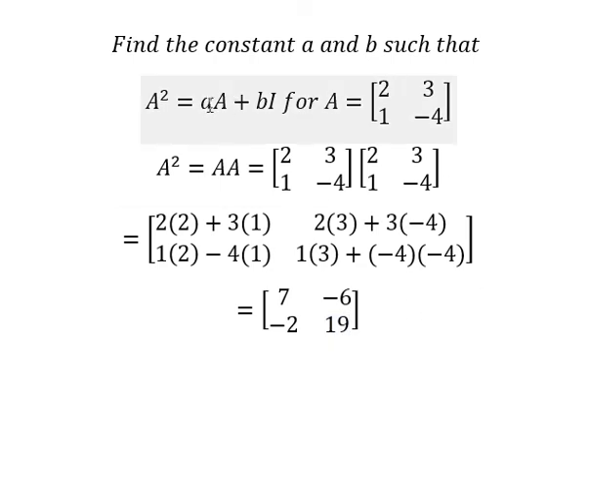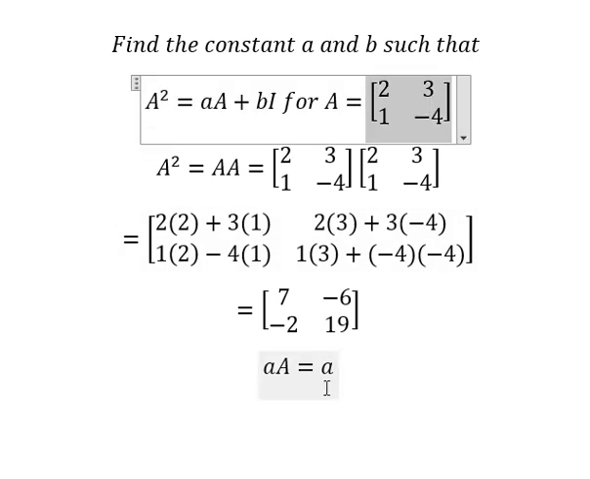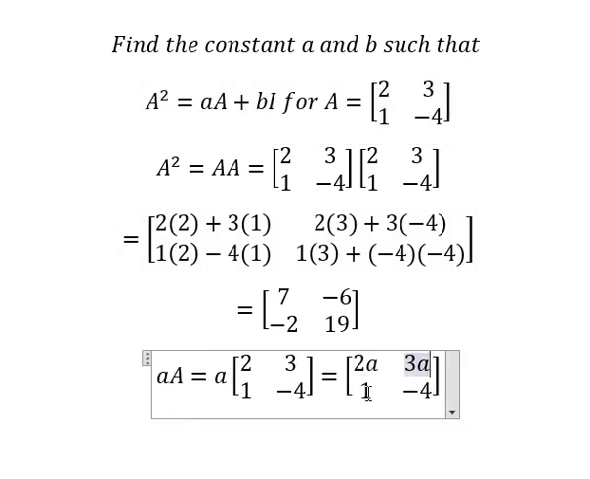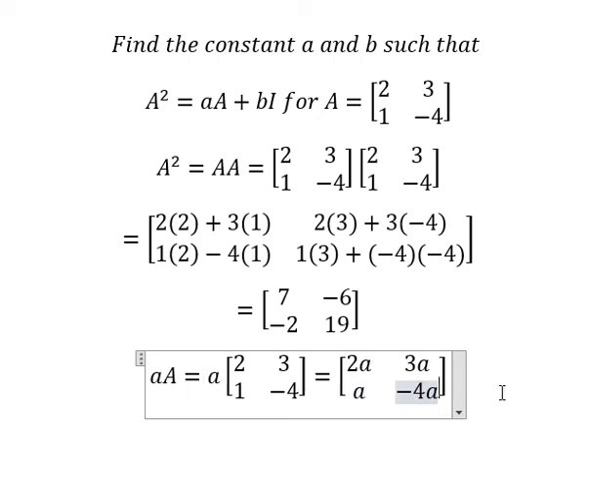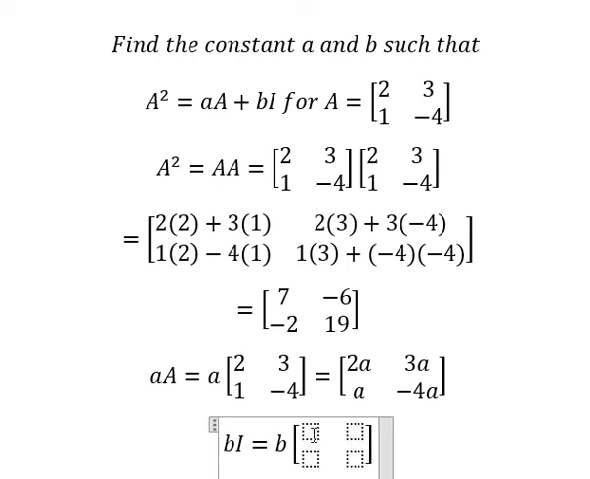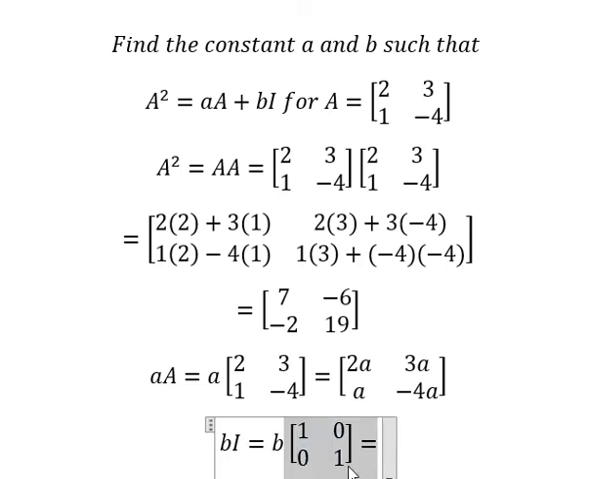Now, let's go to this one. So that means a multiplied by this matrix. So we will have 2a, 3a, a and negative 4a. About this one, that's b multiplied by this matrix, that's 1, 0, 0, 1. So if we simplify, you get like this.